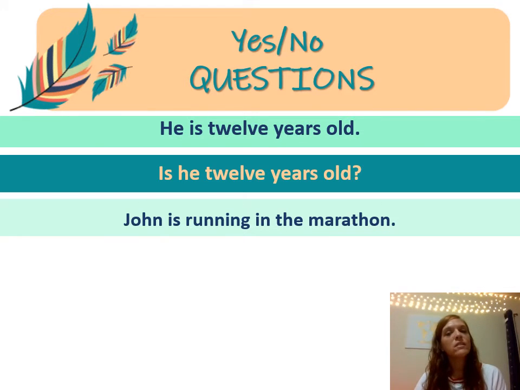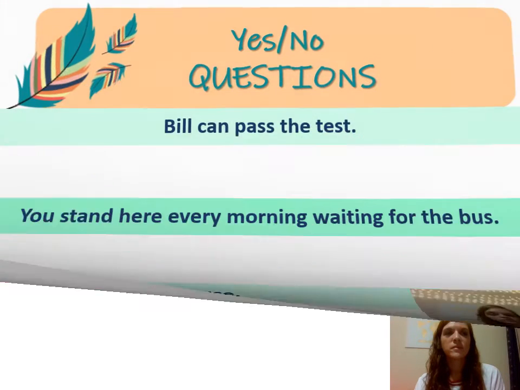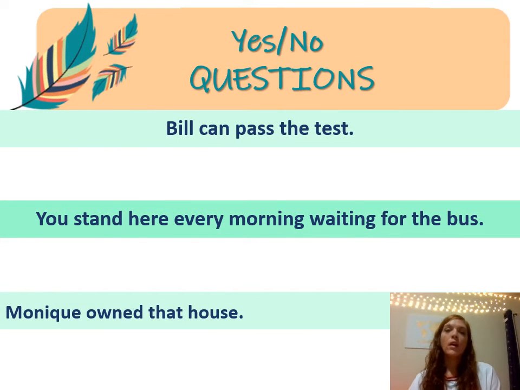Okay, next one. John is running in the marathon. Not, John is running in the marathon? No. How would you say that? Is John running in the marathon? Okay, easy, easy. Let's keep going. Okay, because yes and no questions are so easy, you might be thinking, we don't need to keep practicing, Miss Jessica, I'm just going to turn this off. No, not yet. Don't do it. Because there's 2 sentences on this page that don't even have a helping verb to help you make your questions. So what are you going to do? I'm going to teach you, okay?